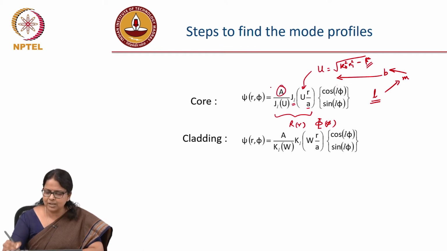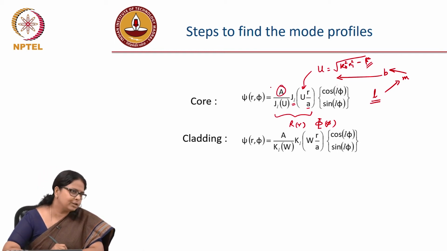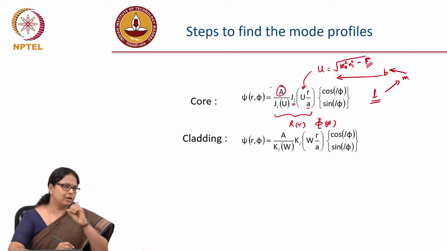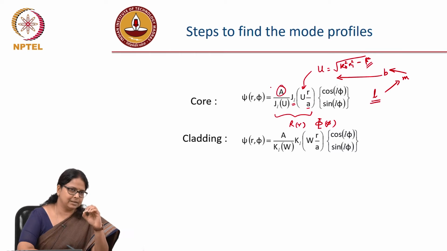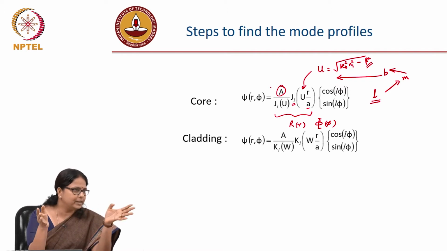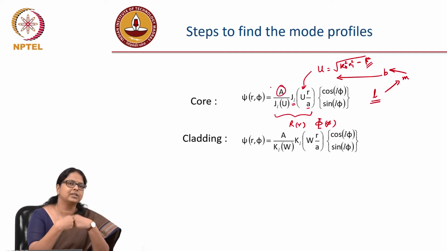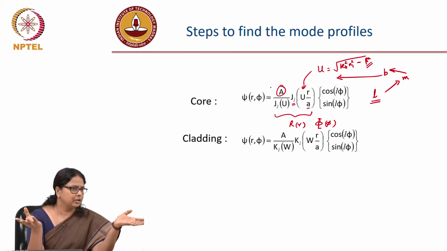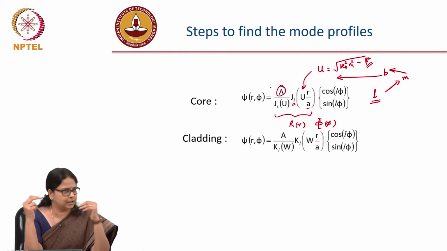Now A is a constant which I do not know, and I really do not bother to know about A, simply because if I want to know, what do I do? I say that my power that I am launching at the input is, depending on how I am launching, distributed between the different modes, and A is telling you what fraction of power is distributed in different modes. So I can just do a normalized plot for finding out the fields.